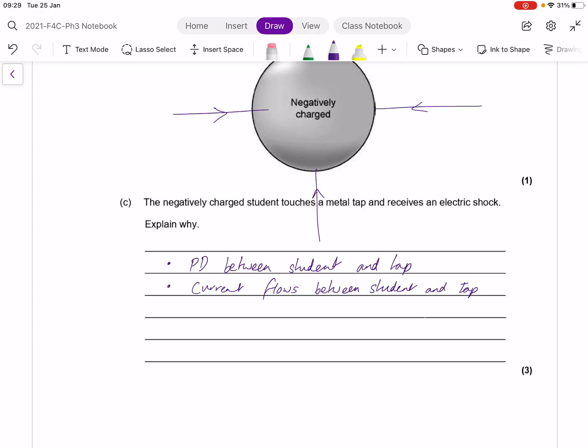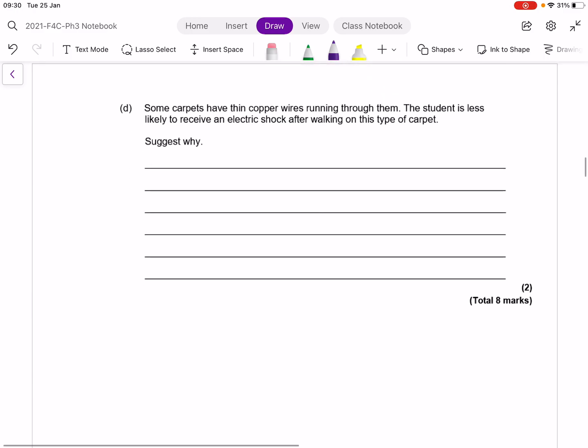And the tap is earthed, which is why the charge can kind of flow away, right? If the tap wasn't earthed, there'd be nowhere really for the charge to go. So, let's say charge can flow to ground. Okay, that is the, oh no, it's not the end of question 1, there's part D.